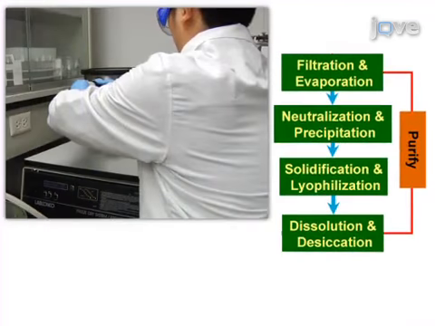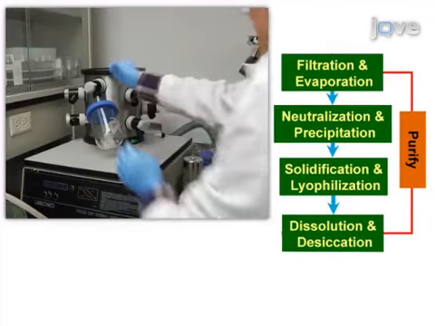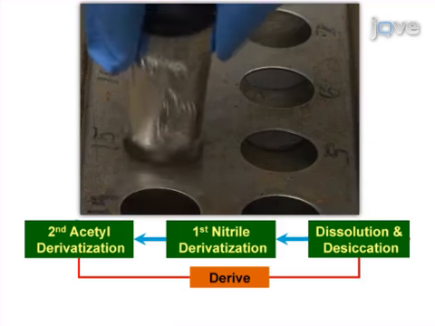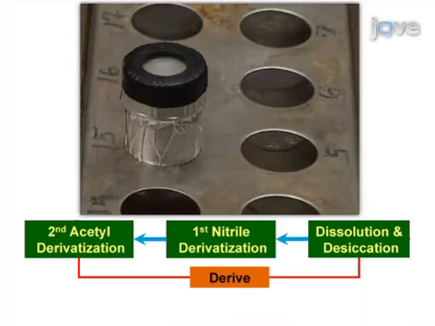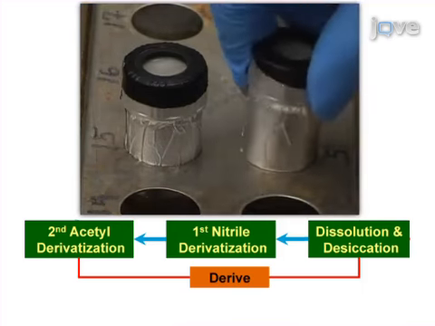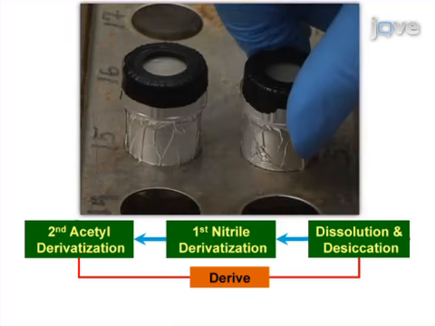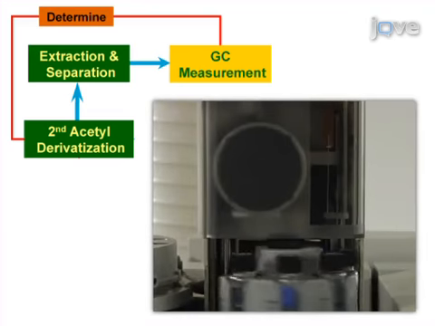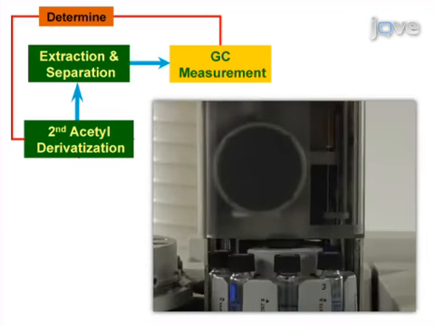Amino sugars are then isolated and purified from the mixture solution. This is followed by derivatization, to convert those amino sugars to volatile aldononitrile acetates for gas chromatography-based analysis. The final step of the procedure is the liquid-liquid extraction and GC determination.